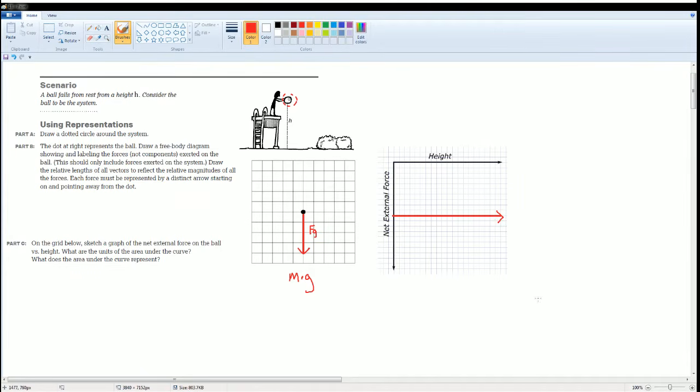Part C. Now they're going to ask, in regards to the area under the curve, what does this area under the curve look like? Please understand that the units for the force is in newtons. The height is going to be in meters. The area under the curve is going to be represented by this. So this is going to be newtons multiplied by the meter, which is going to be considered as joules.